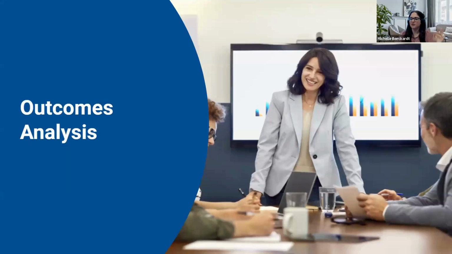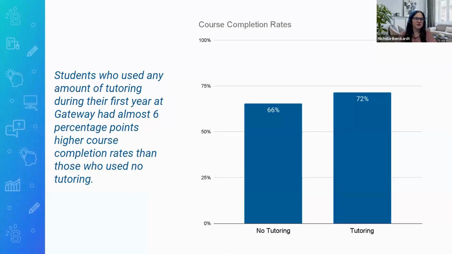Okay, so deep breaths. We got through all of the hard, confusing research data stuff. Now we're going to talk about the results, which is the really exciting part. So first, we have a series of some graphs for you. This first graph looks at the course completion rates for our tutoring group and our matched comparison group. So the bar on the left is the matched comparison group, those who received no tutoring, and the bar on the right is those who received tutoring, and this refers to their first year at Gateway.